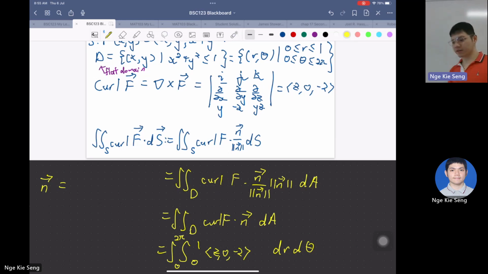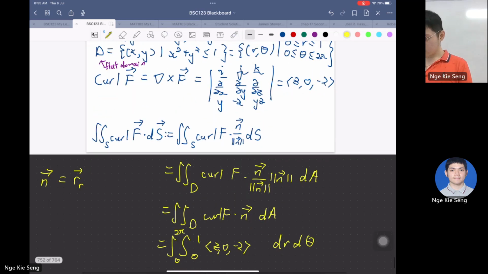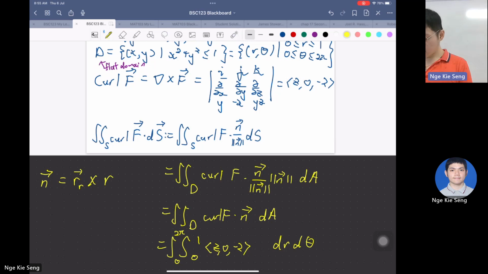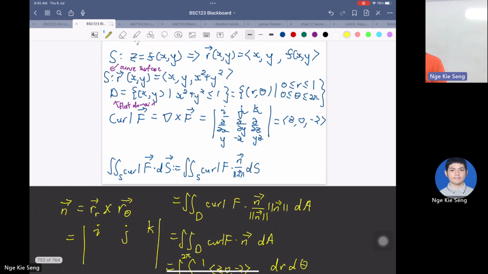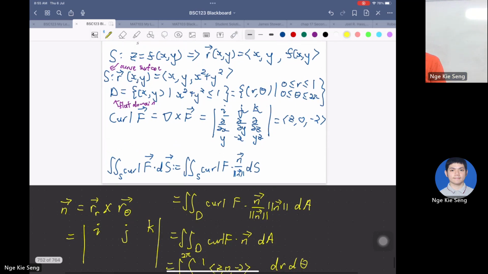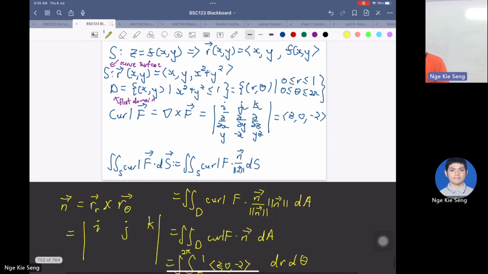How do we find the normal vector? R, so many R's. R differentiated by r, cross R differentiated by theta. So in this case here, what is our tangent vector? What's our directional derivative? Partial derivative, sorry.